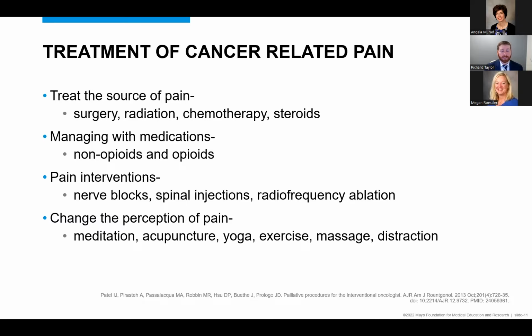And sometimes I've actually found that just changing the perception of pain for folks is really helpful. Meditation, acupuncture, yoga, exercise and massage, and boy, one of the biggest ones that I see a lot is distraction. I have several patients that tell me if I can just get back to work and focus on my job, it really helps me kind of forget about the symptoms. But if I'm sitting at home, and of course COVID has only made this worse, right? So if we're sitting at home, we start thinking about or noticing these symptoms a lot more.